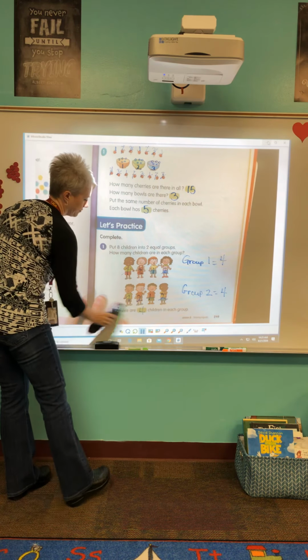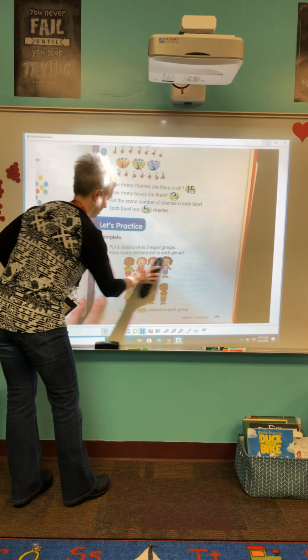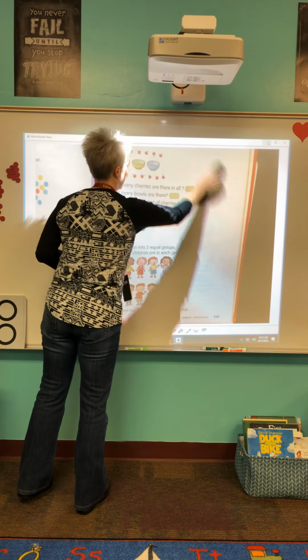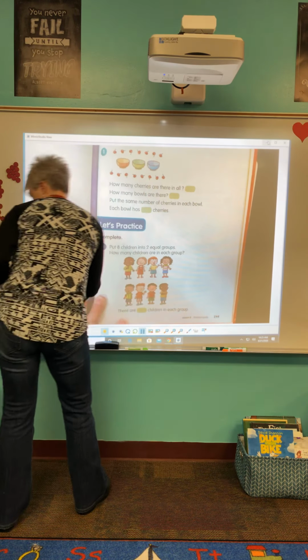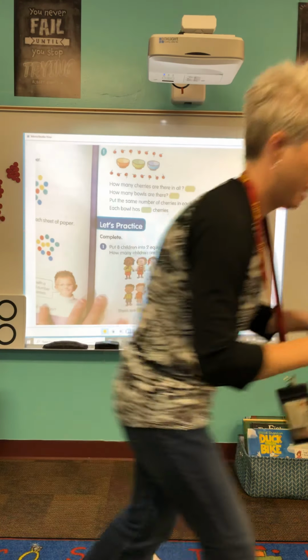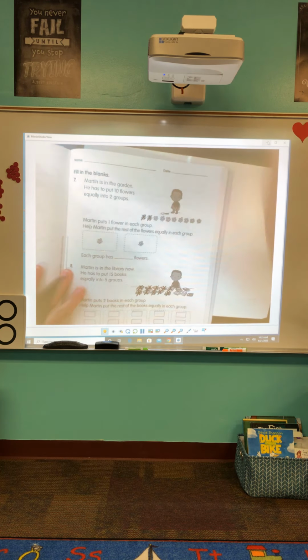All right. You guys grab your math workbook, the one with the fish on it. Grab your math workbook and turn to page 195. Page 195 in your math workbook. And it looks like this.